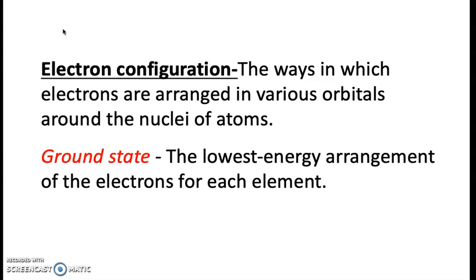Okay, now there's a term called ground state. We're going to talk about it now, forget it, and we're going to come back to it. Ground state is the lowest energy arrangement of the electrons for each element. An example of this would be like taking a piece of iron, holding the iron. It is at ground state. When you heat up the iron, it goes to a different state, and that state is called the excited state. So we're going to definitely work with that down the road.